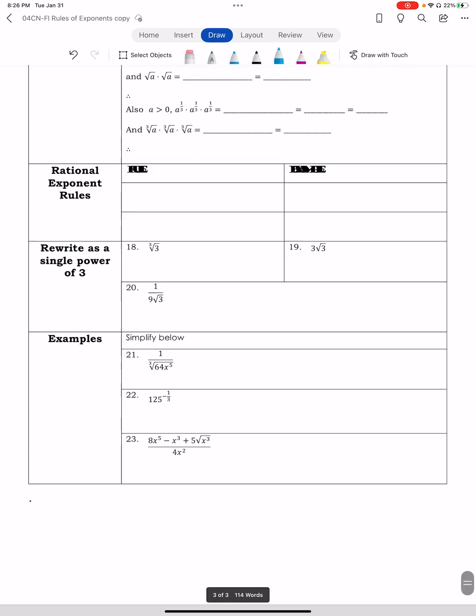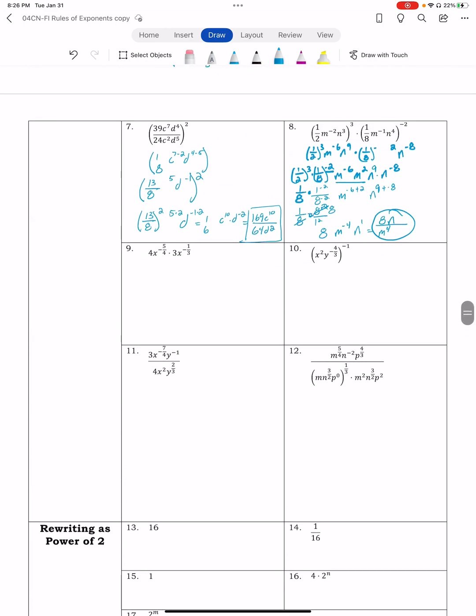Okay, so we actually don't have too much more. Number 9, it's just dealing with the same thing with rational exponents. I'm just going to rewrite this. This is 4 times 3 times x. I have the same base, so this is going to be negative 5/4 plus negative 1/3. So this is going to be 12x. I get a common denominator. So this is going to be negative 15 over 12 minus 4 over 12.